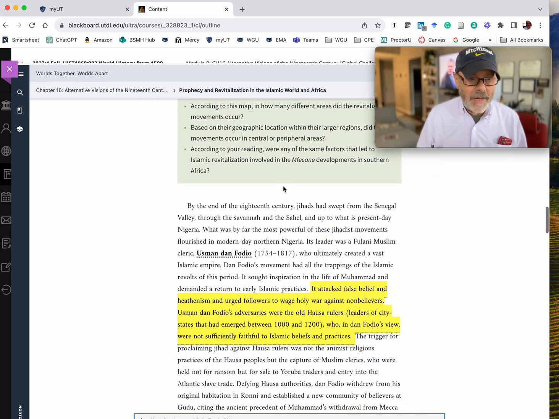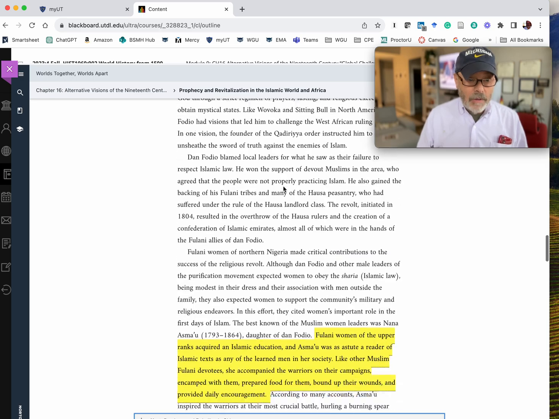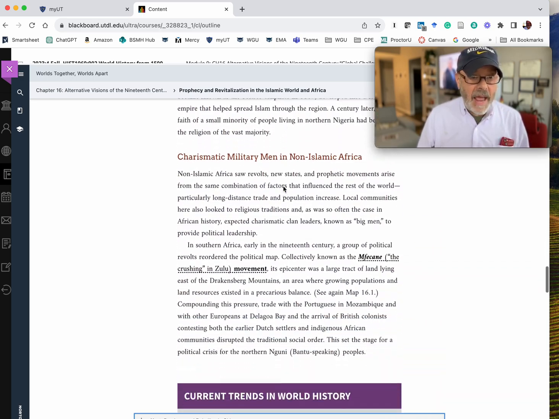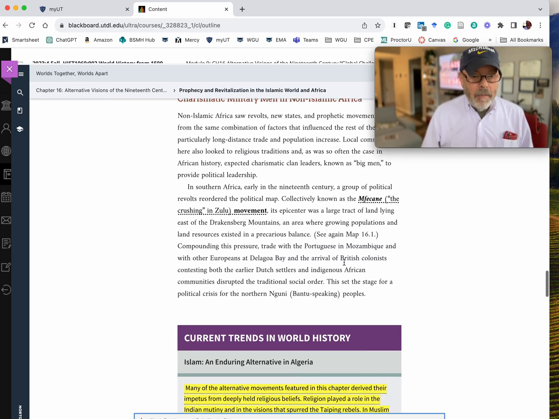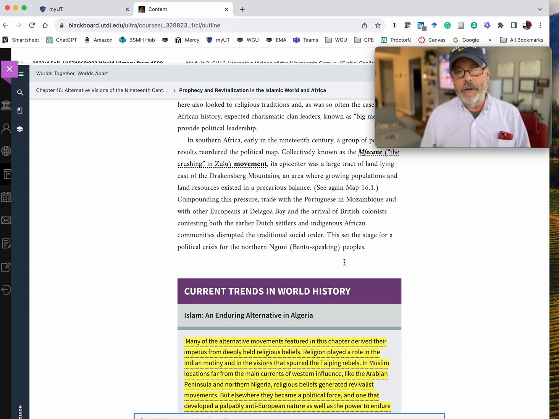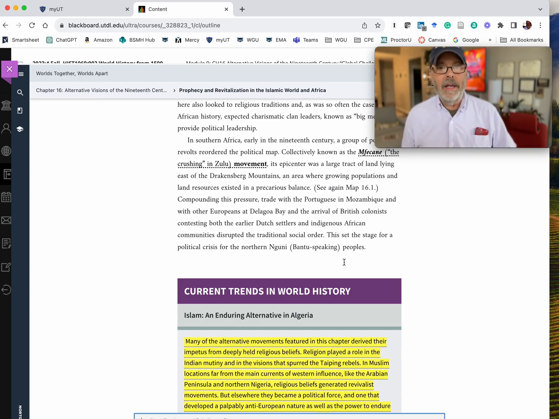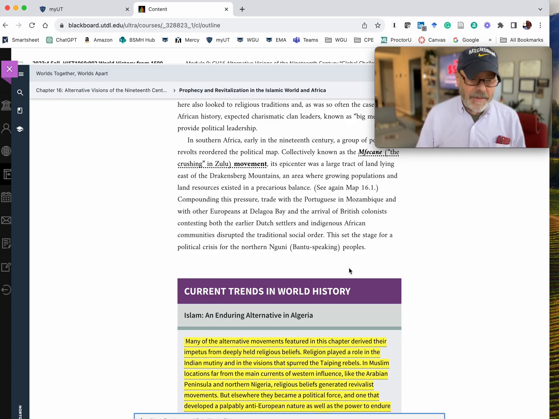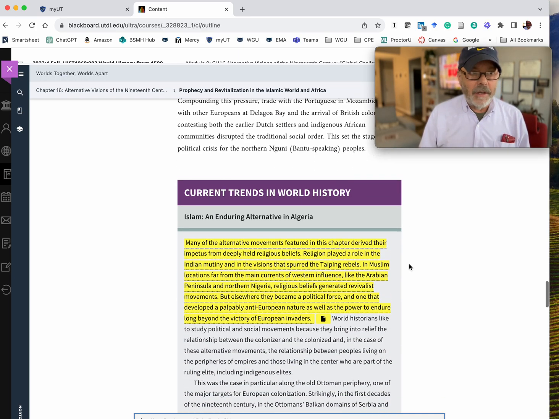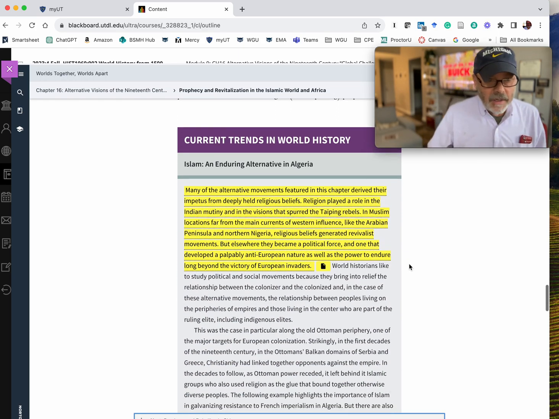And you're also going to read about something in Africa: charismatic military men and the Mfecane movement. You don't need to remember it, but all it is talking about is military strongmen and their tribes in South Africa as a response to modernization. Guys building armies independently and gaining power. So that's what that's about. Read this little gray box, Current Trends, in your books.